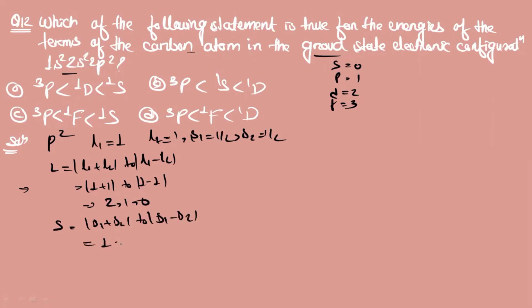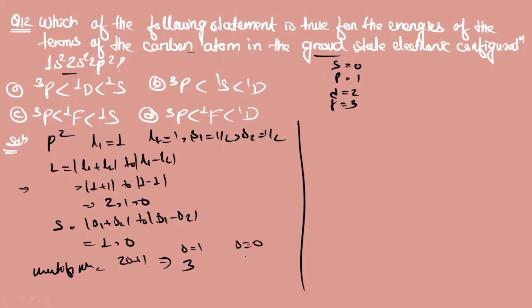So half plus half is what? 1. Half minus half is what? 0. Clear? So now if you see the multiplicity, you will write multiplicity. It is equal to what? 2S plus 1. So for S equals 1 it's 3, and for S equals 0 it is what? 1.